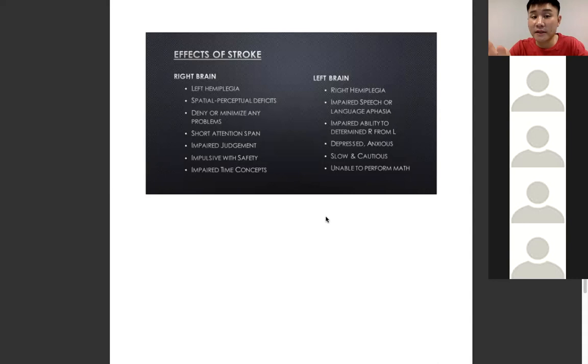So you guys see how it's completely different from someone who has a right brain stroke, who is really impulsive with safety and minimizes any issues, and then unable to perform math if they have a left brain stroke. So I usually remember it as right brain: impulsive, reckless. Right brain, and language, left brain. So that's how I remember it. A right brain stroke patient is usually really reckless.